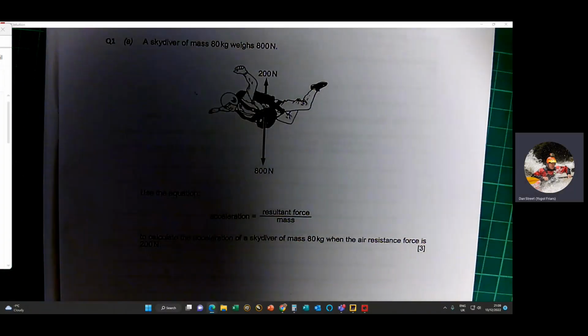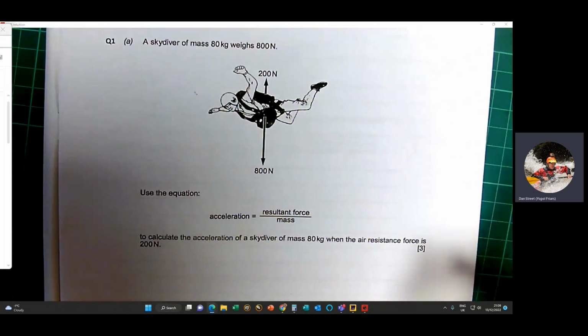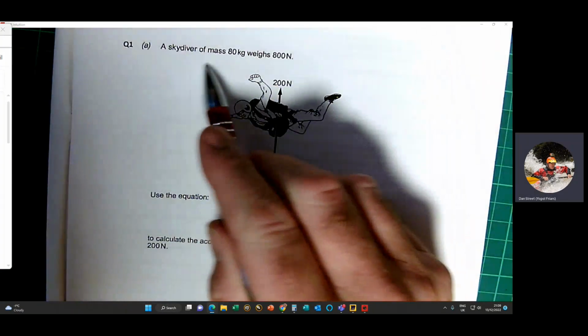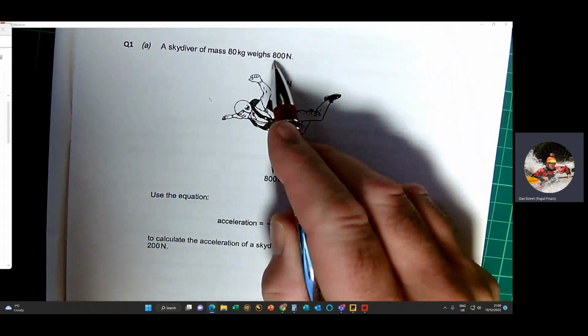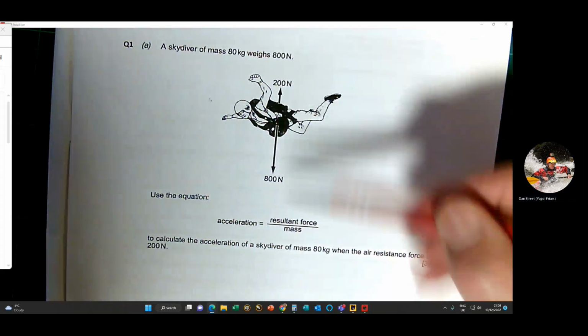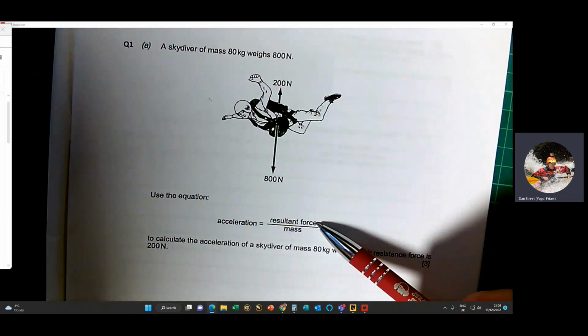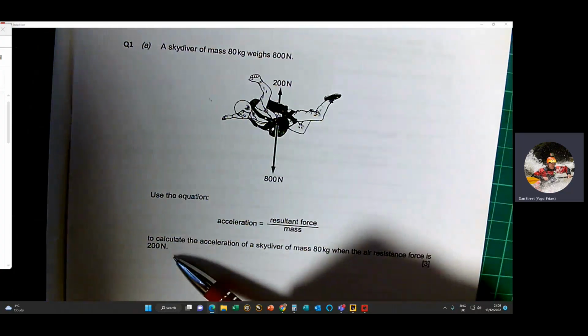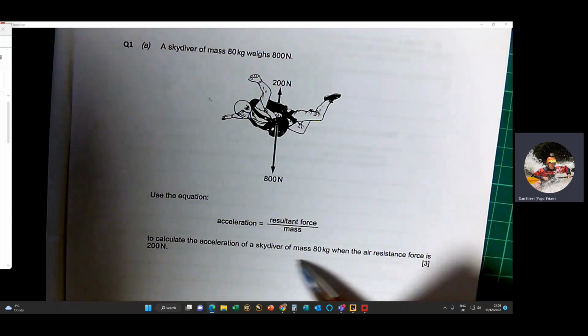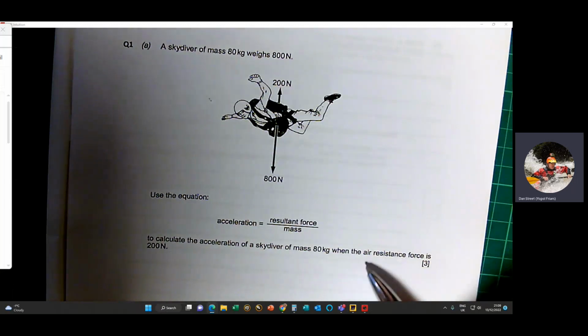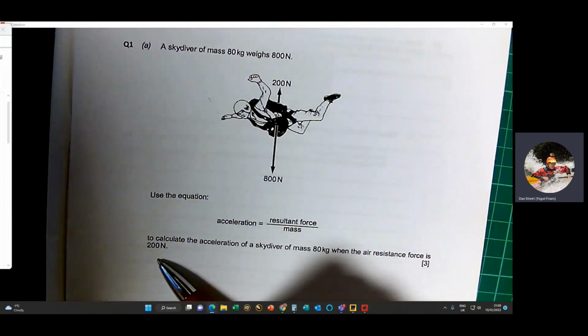Okay, so this is the mock higher tier question 1. A skydiver of mass 80 kilograms weighs 800 newtons. Use the equation acceleration equals resultant force divided by mass to calculate the acceleration of a skydiver of mass 80 kilograms when the air resistance force is 200 newtons.